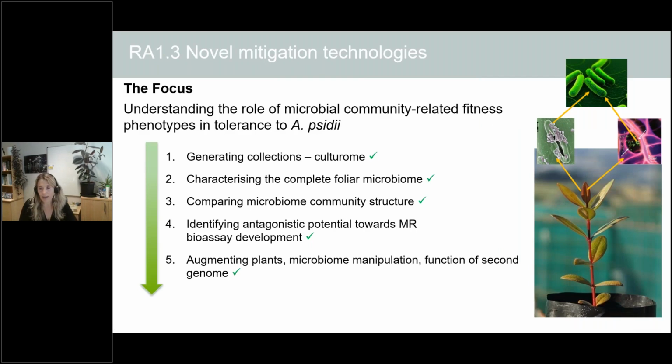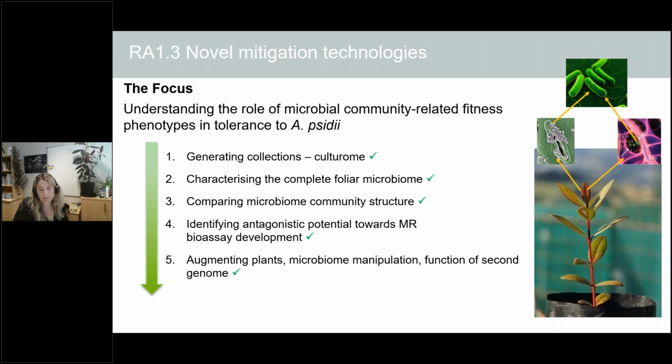So in our Research AIM project, we had a title called Novel Mitigation Technologies, and the focus was to understand the role of microbial community related fitness, phenotypes and tolerance to Austropuccinia psidii. And this involved a workflow which had multiple strands. The first one was to generate some collections, so a culturome. These were the organisms that we would ultimately like to test. Accompanying that, we characterised the complete foliar microbiome. And that's because although some of the organisms will be culturable, not all of them will be.